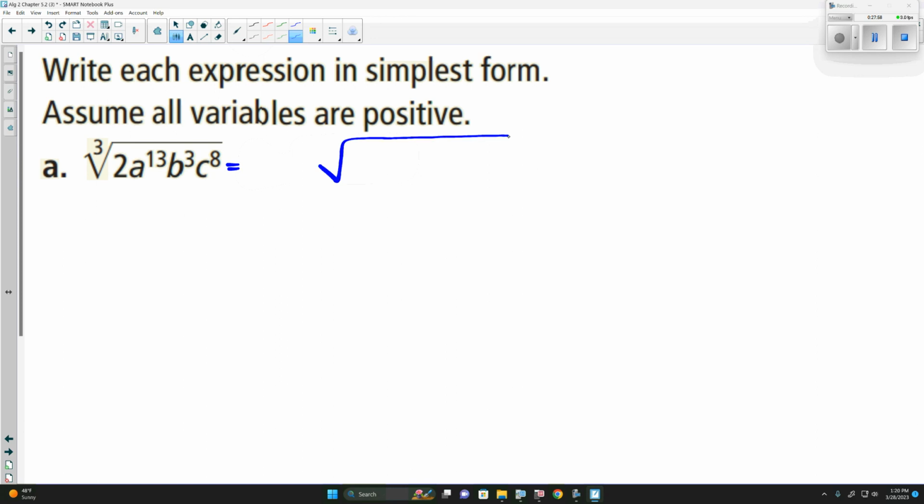So the first thing we look at is, can we take the cubed root of 2? Now 2 is prime, so we can't take the cubed root of it, so it's going to stay inside the radical. A to the 13th. Right, we can take it out 4 times. Because we can subtract 3 from 13 4 times.